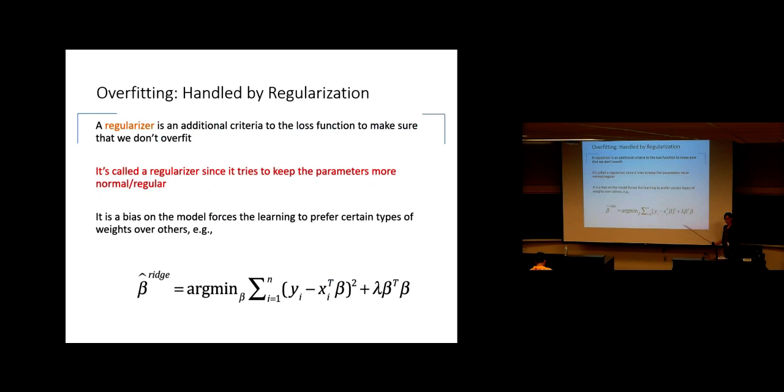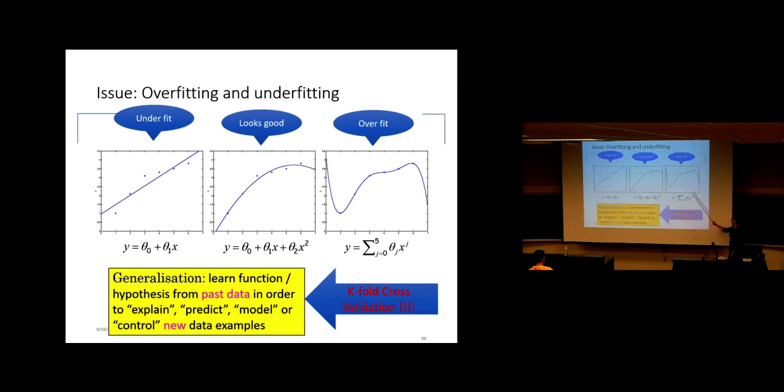For the regularization case, if you think about it, regularization is also an assumption, right? In the end, regularization tries to reduce overfitting by adding a bias. The bias is that I prefer smaller weights. That's all it adds. It's an assumption.